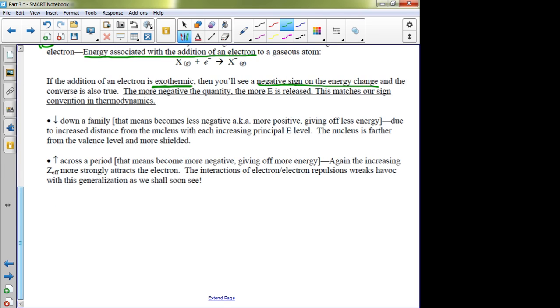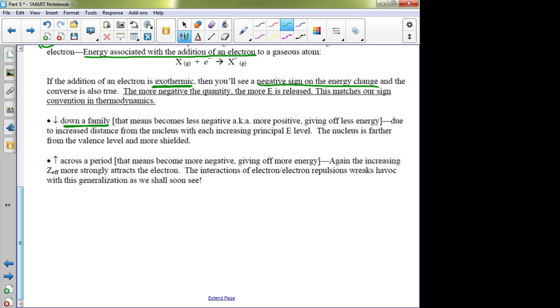As I go down the periodic table, what's happening to my distance? It becomes greater. So what happens to the attraction between my nucleus and my electrons? It decreases, which means the amount of energy required to add an electron is going to increase, because there's not a strong attraction between the nucleus and those distant electrons. So to get an electron to add in there and stay in there is going to take a lot of energy. Does that make sense? Because the electron's not attracted to the nucleus.